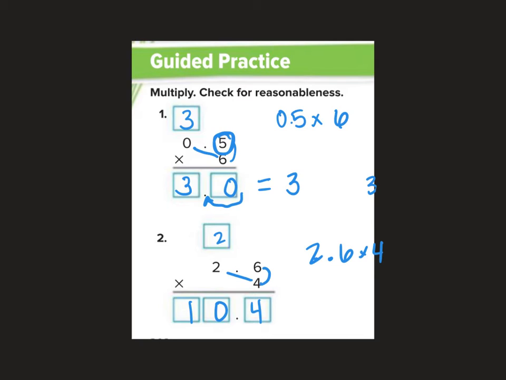So let's check for reasonableness for this one. 2 and 6/10 is about 3, let's say. 3 times 4 is 12. Are they close to each other, 10 and 12? Yeah, they are.